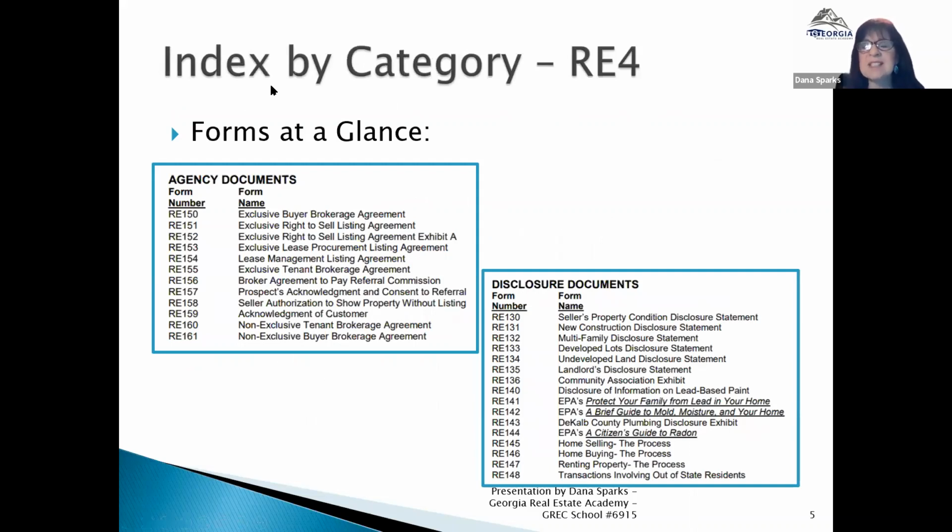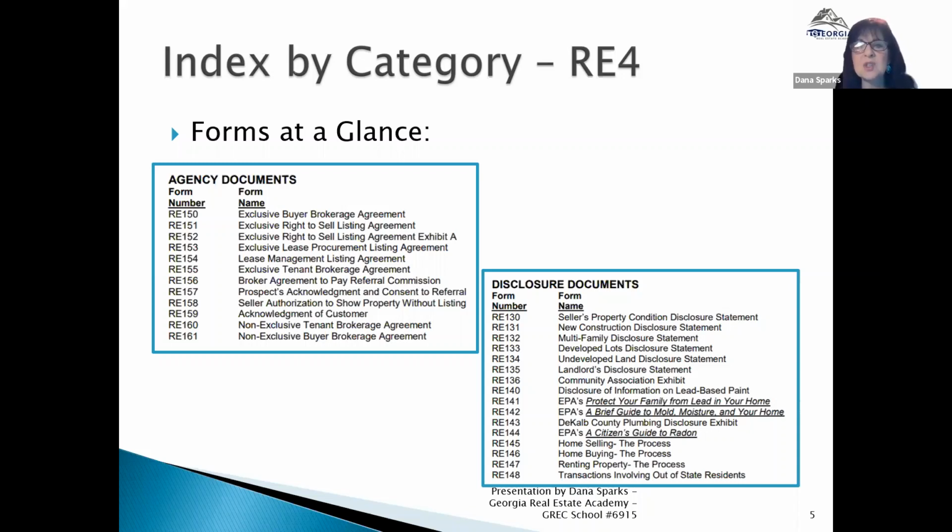There is a fabulous index of all the forms available to you by category, and it is form RE4, and it is divided by category. So you'll see there are all the agency documents, all the disclosure documents. I will tell you guys, whatever contract package you are using, even if you are using a HUD contract, an attorney written contract, new construction contract, and so forth, you have access to consumer brochures through the RE forms, which are free to agents in Georgia. Or if you are paying GAR, Georgia Association of Realtors also has several consumer forms.